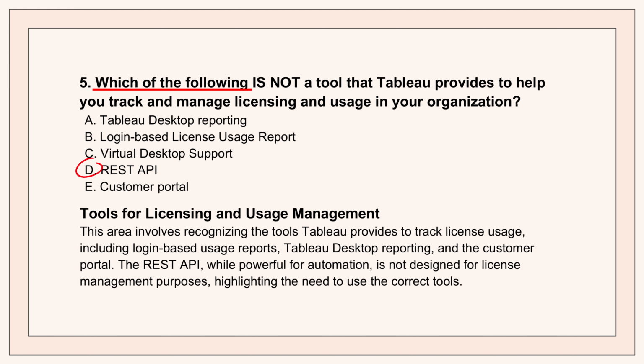Well, the REST API is incredibly powerful, don't get me wrong. It's for automation, integration, programmatically managing users, content, all sorts of things. You can pull data about usage via the API. But it's not its main job for reporting on licenses. Exactly. It's a developer tool, fundamentally. It's not designed as an out-of-the-box, click here for your license report kind of tool. Things like the login-based license usage report, the usage views built into Tableau Server itself, sometimes accessed via desktop, and the customer portal. Those are the tools specifically provided by Tableau for administrators to monitor license consumption and user activity directly. That makes sense. API is for building stuff, the others are for reporting.